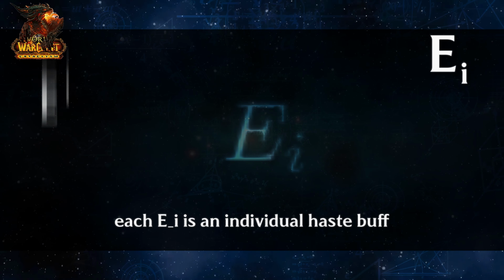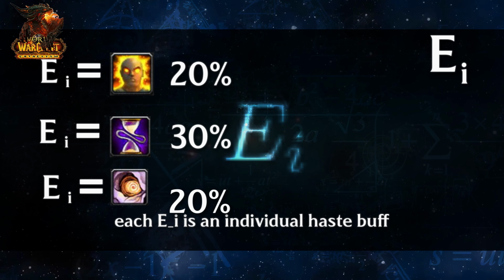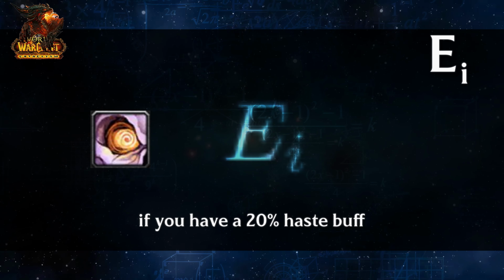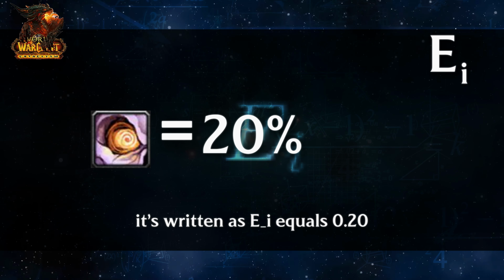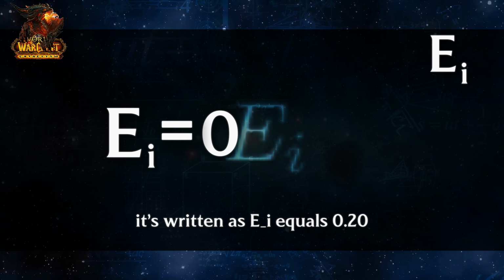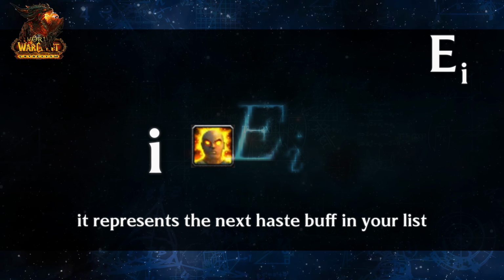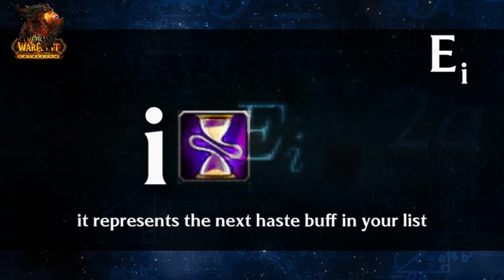E_i. Each E_i is an individual haste buff turned into a decimal. For example, if you have a 20% haste buff, it's written as E_i equals 0.20. Each time i increases, it represents the next haste buff in your list.